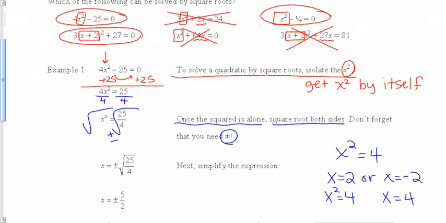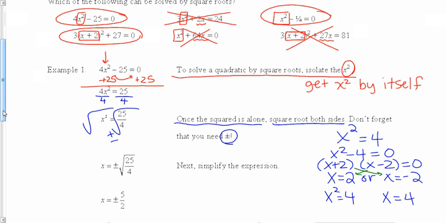I also could see this if I rearranged this equation, x squared equals 4, and I change that to x squared minus 4 equals 0. I could factor that into x plus 2, x minus 2, because it's a difference of squares. We can see, if I do that, that my two solutions are going to be x equals 2 and x equals -2. We've got two answers when I have a quadratic, one plus, one minus if I'm square rooting.